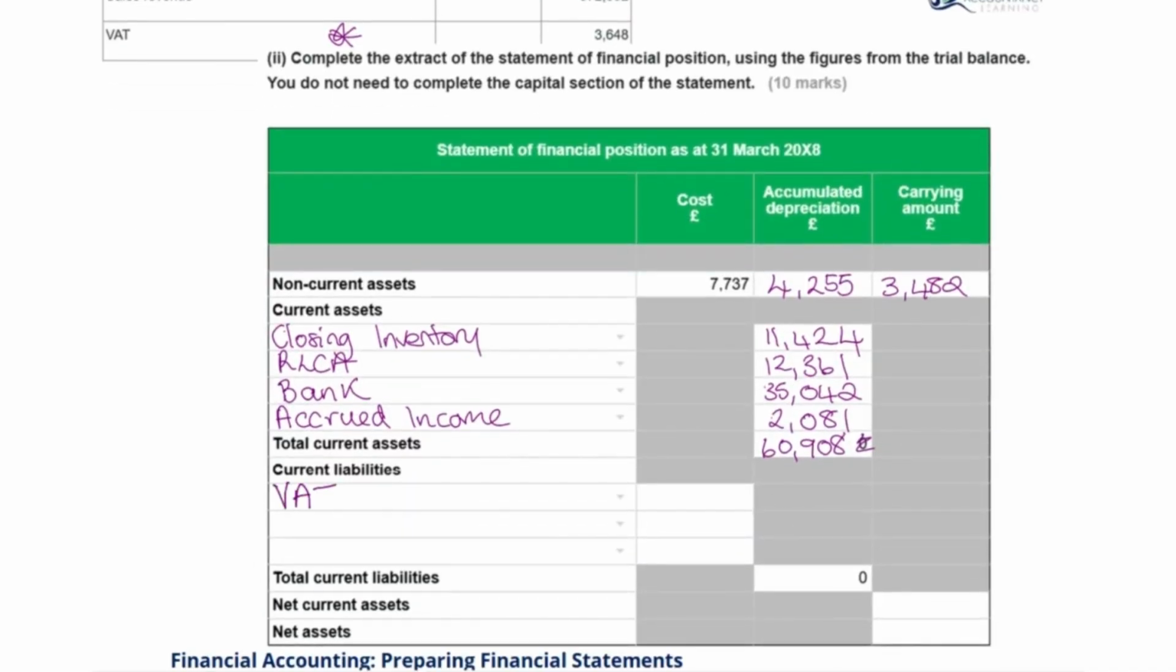So we've got VAT of 3,648 and payables ledger control account of 30,814. And again, this will have auto summed in the exam, 34,462.